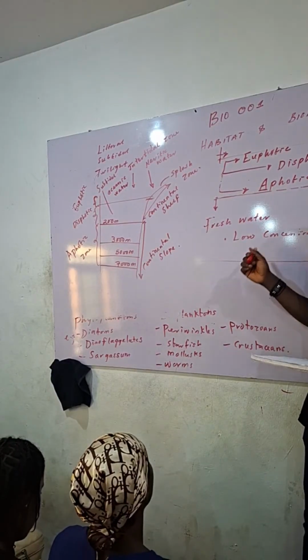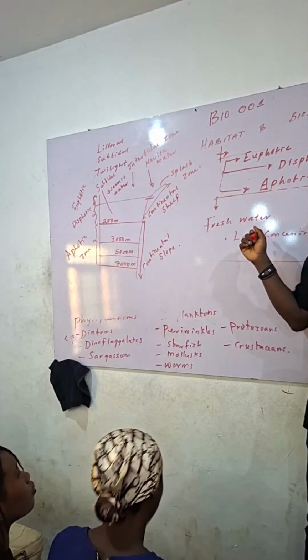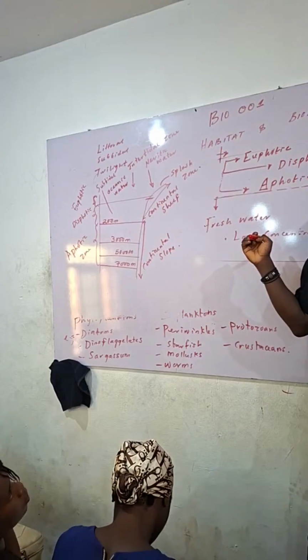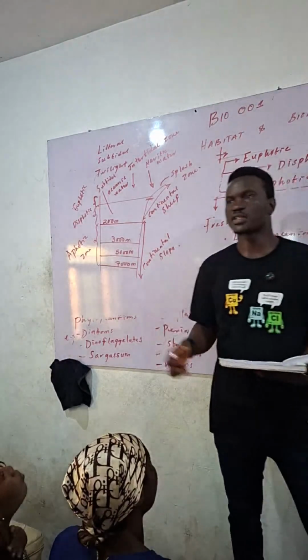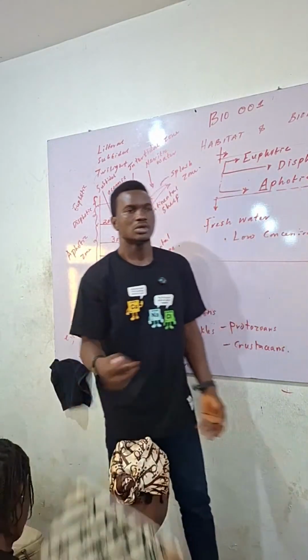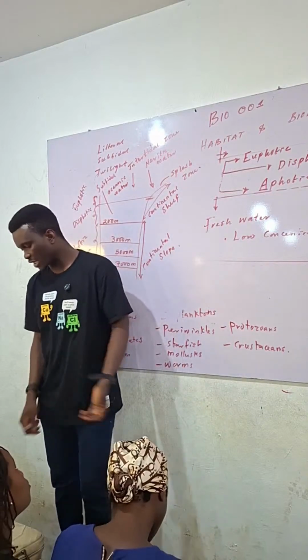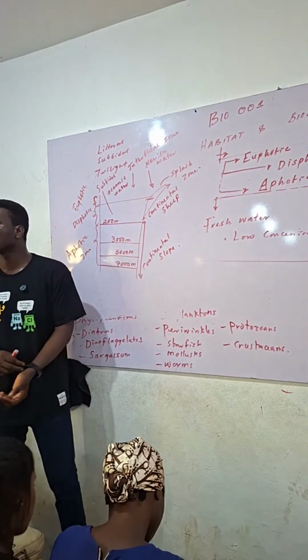Am I giving you the two types of fresh water? What are the two types? A lot of people have not written that too. So we have two types of fresh water. Let me just quickly help you write that because of people that have not written it.